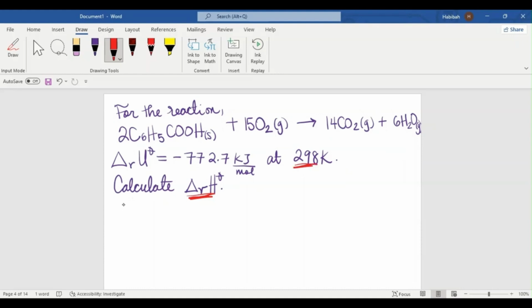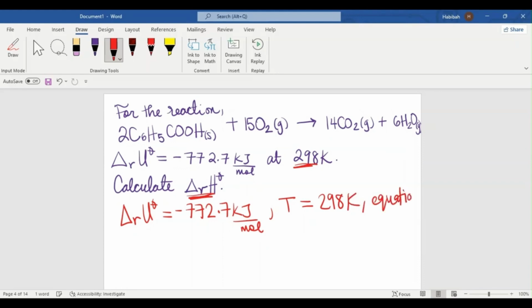So basically, we've been given the change in internal energy of the reaction to be negative 772.7 kilojoule per mole. Okay. And we have been given temperature, which is 298 Kelvin, as well as we've been given the equation.